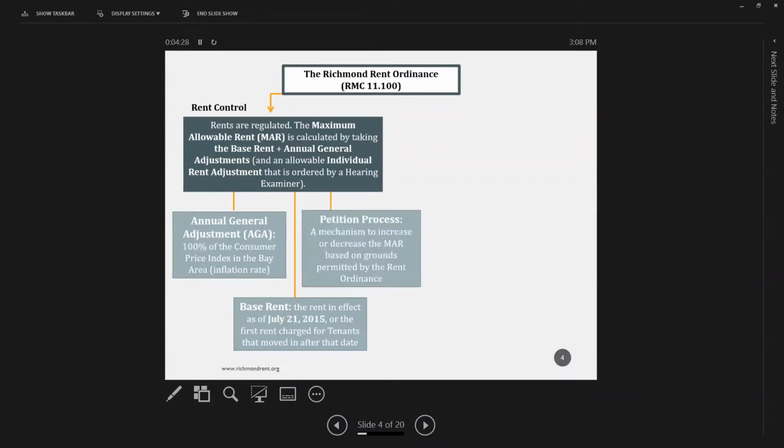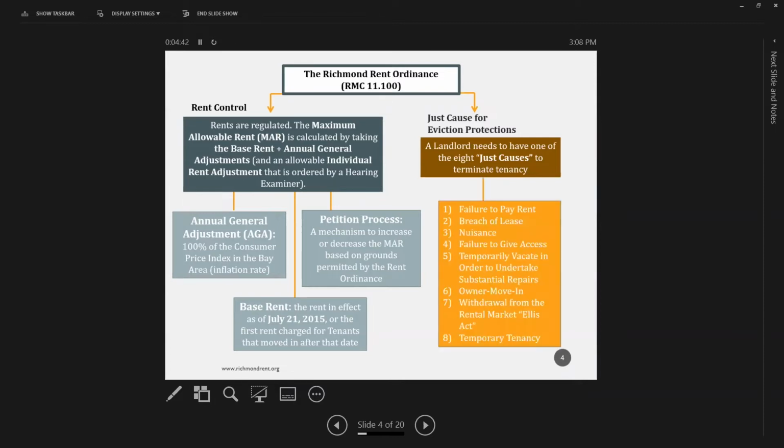Just cause means a landlord cannot evict a tenant arbitrarily, essentially with no cause. One of the 8 just cause reasons for grounds for an eviction must be present in the city of Richmond. If a just cause is not provided, a landlord cannot terminate a tenancy or evict.